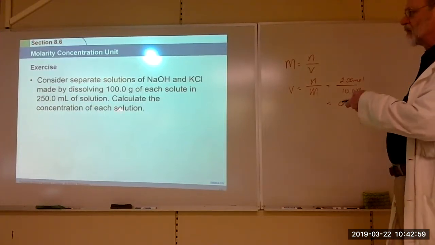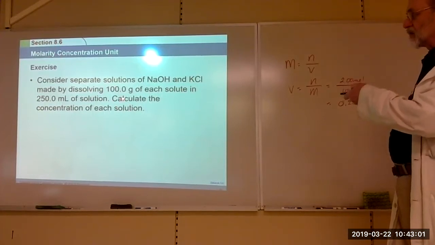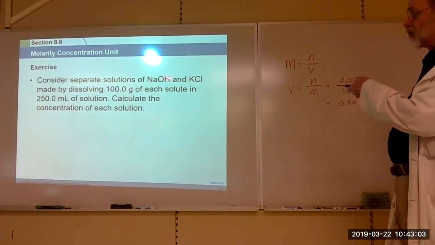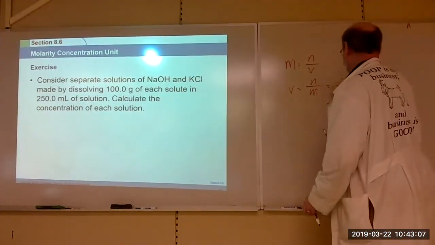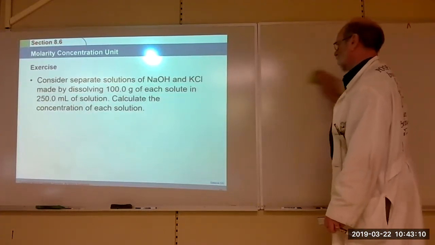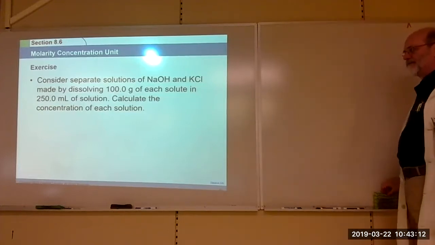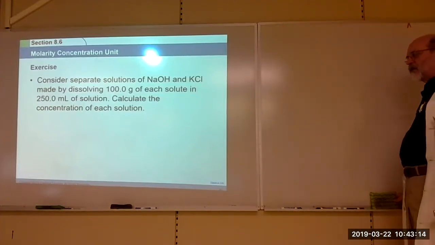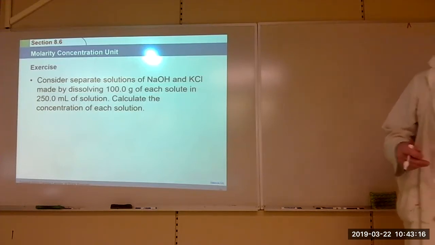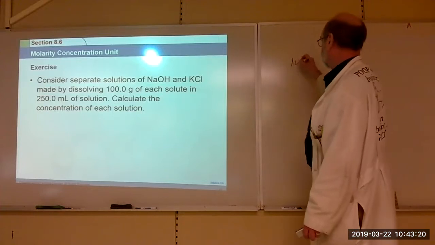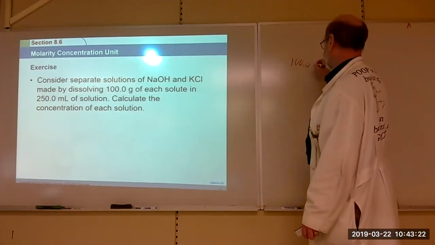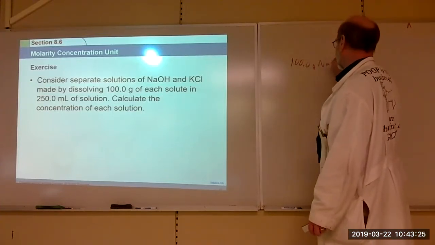Okay, I assume, since this is molarity concentration, that they want us to find out the molarity of each one of these. So how would you do that? You don't have the right units of measure, do you? You've got masses, 100 grams of each. So how would you find the moles of each? 100 grams of sodium hydroxide.